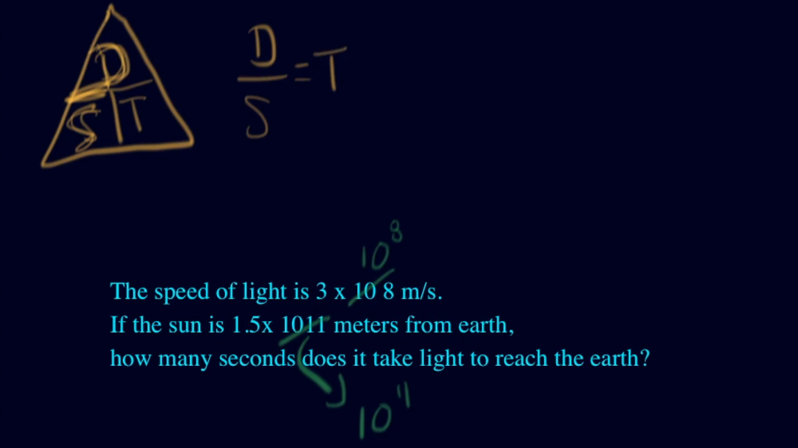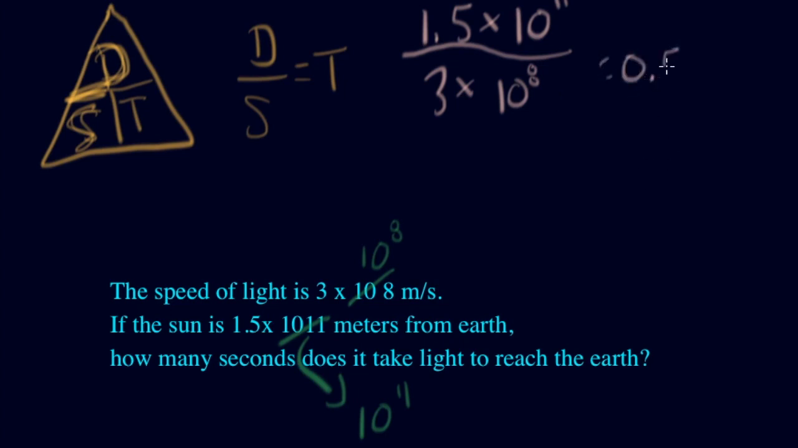So what was our distance? How far away is the sun? Well, the sun is 1.5 times 10 to the 11th meters away. Whoa, that's far. Like, you couldn't just hop on your bicycle and go over there. And the speed of light is 3 times 10 to the 8th. Also very, very fast. So we're going to have to go and do some dividing. So when you go 1.5 and you divide it by 3, you're going to be getting 0.5 times 10 to the 11 minus 8, so to the third.